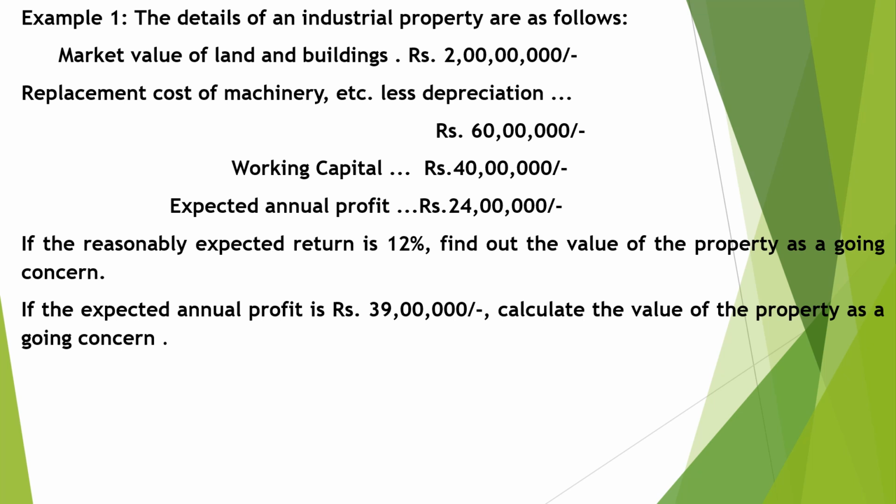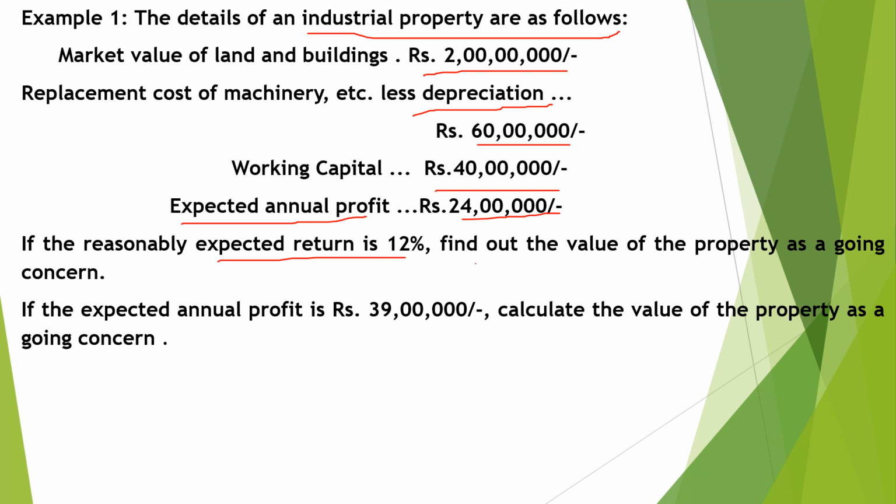The details of an industrial property are as follows. The market value of the building is 2 crore. Replacement cost of machinery, etc., less depreciation, meaning the depreciated value of the plant and machinery, is 60 lakh, and working capital is 40 lakh, and expected annual profit is 24 lakh. If the reasonably expected return is 12%, find the value of the property as a going concern.